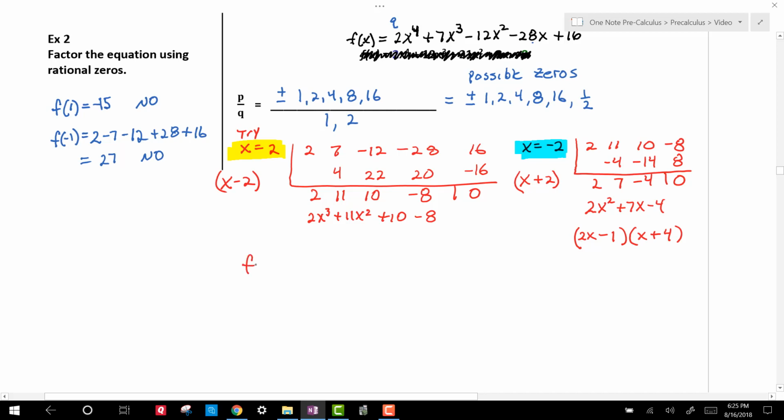So the final answer here would read f of x equals, and the order doesn't matter, x minus 2 times x plus 2 times 2x minus 1 times x plus 4. And there's all 4 factors for that equation.